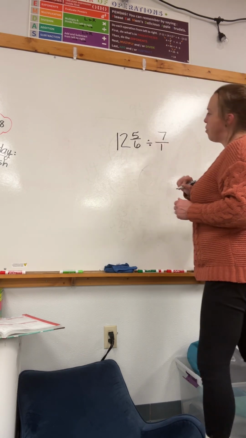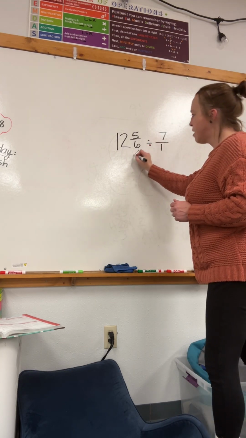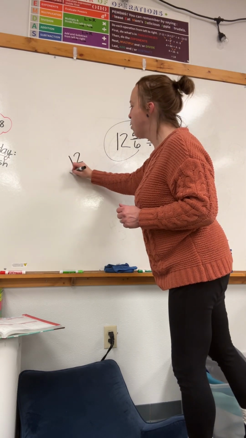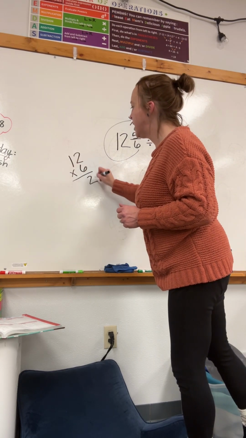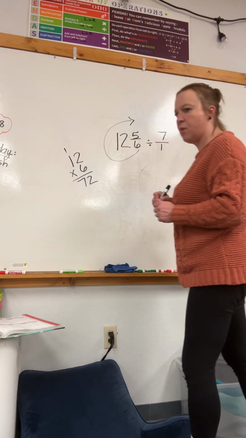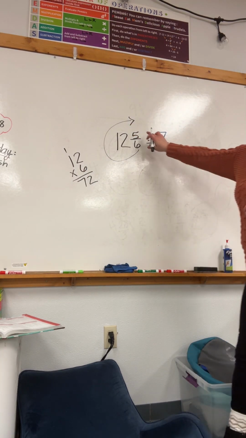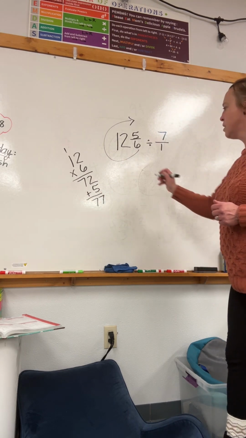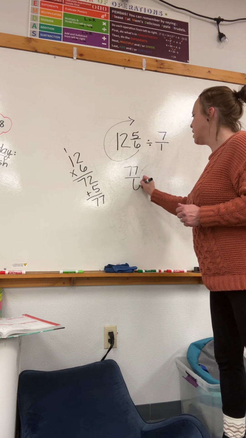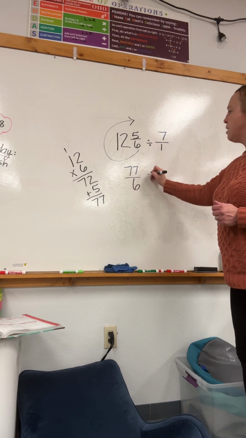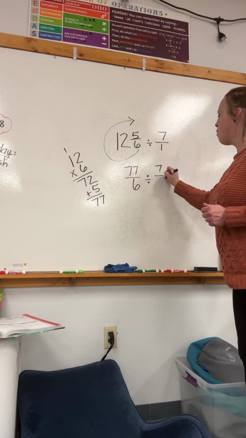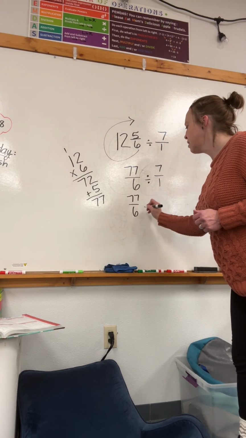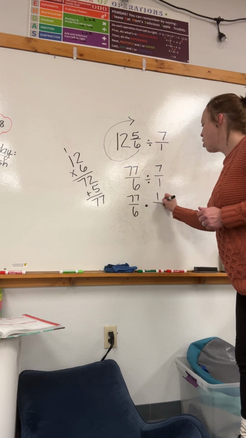I'm going to go ahead and do over 1 right here. 6 times 12 plus 5. Okay, I already know that 12 times 6 is 72, but in case you didn't, go over here to the side and multiply. Then I need to add my 5 to it. So I come up with 77. 77 over 6 divided by 7 over 1. But keep, change, flip. 77 over 6 times 1 over 7.